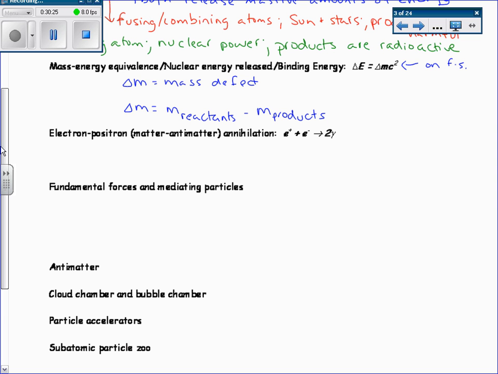So electron, positron, antimatter, matter-antimatter annihilations. So just a positron plus an electron will collide and form 2 gamma rays. So understand that. And that we've got here charge, momentum, and energy are conserved.